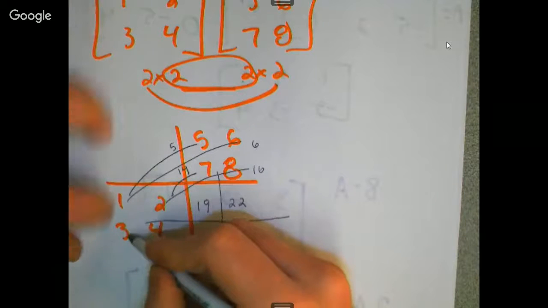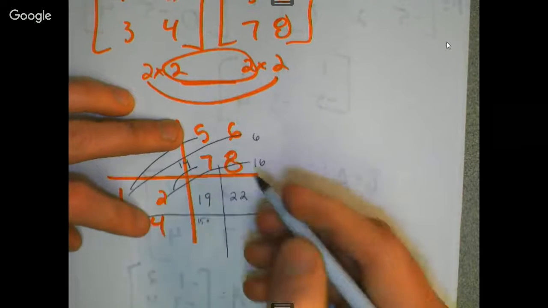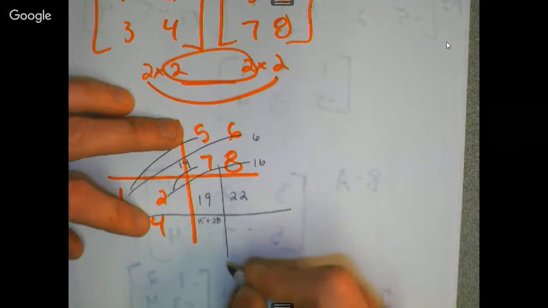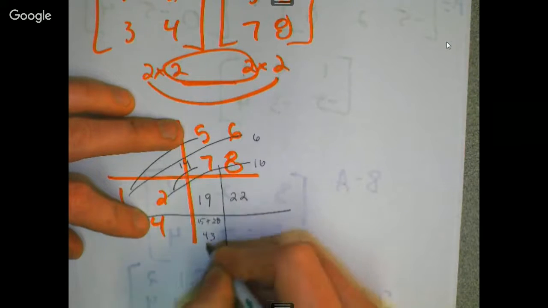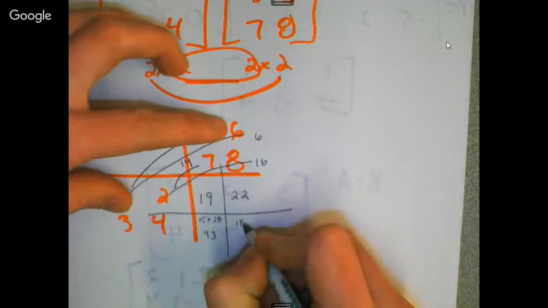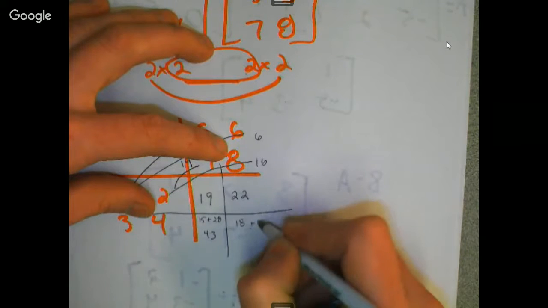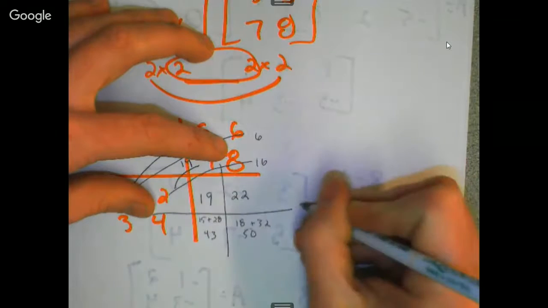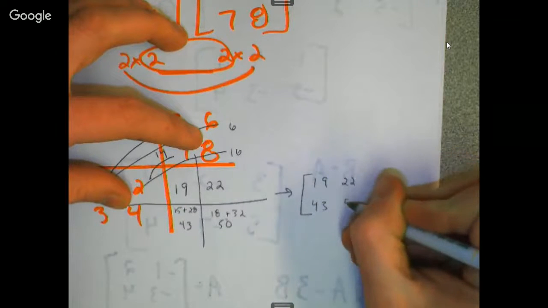Then we take 3 times 5, which is 15, plus 4 times 7, which is 28. You get 43 there. And then you'll multiply 3 and 6, multiply 4 and 8, and then add those together. So our new matrix looks like this: 19, 22, 43, and 50.